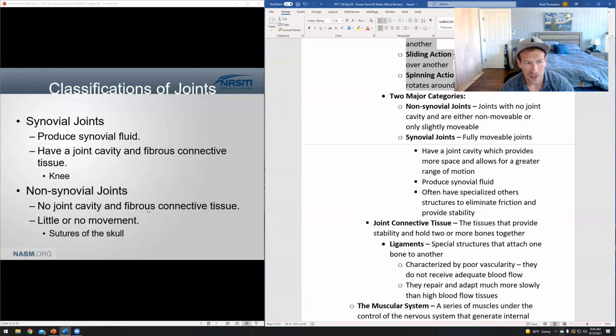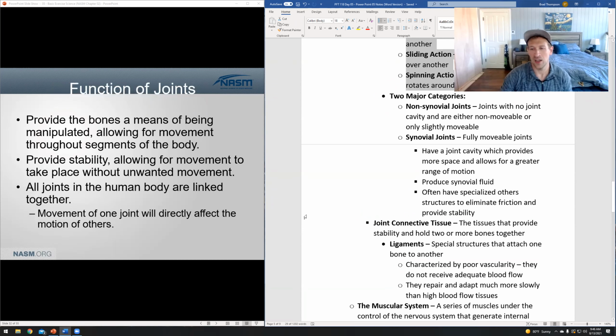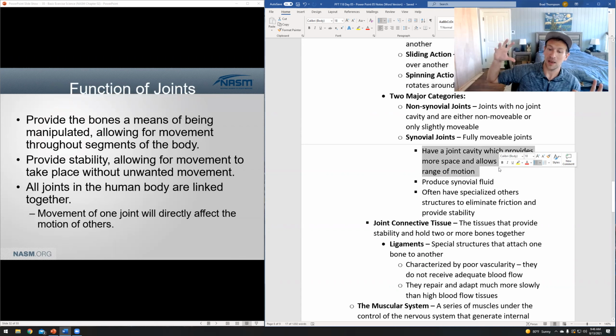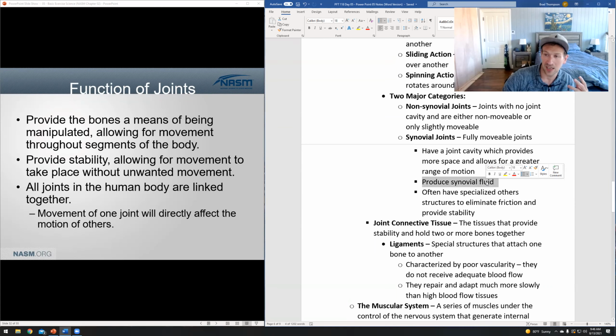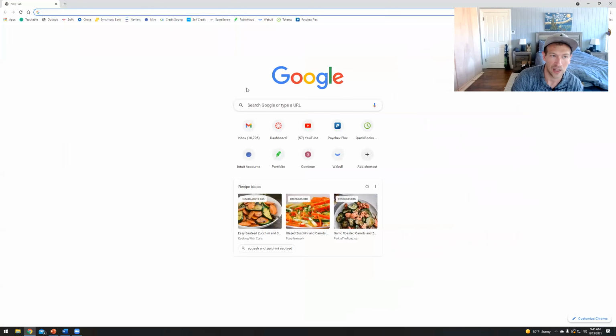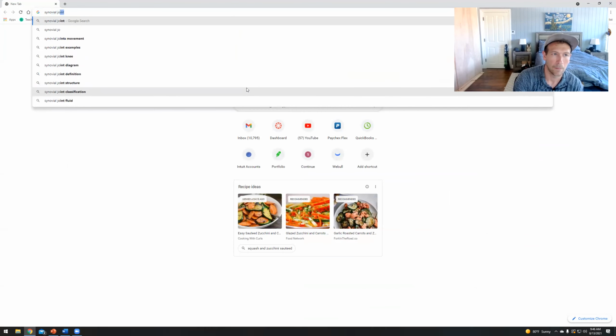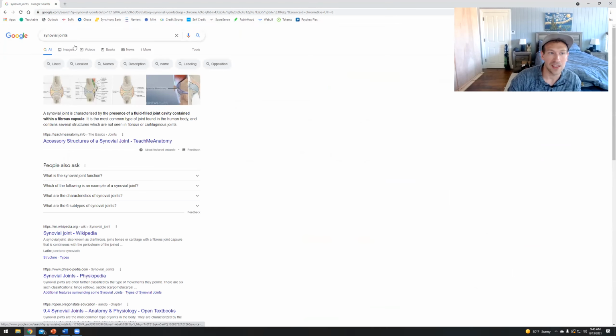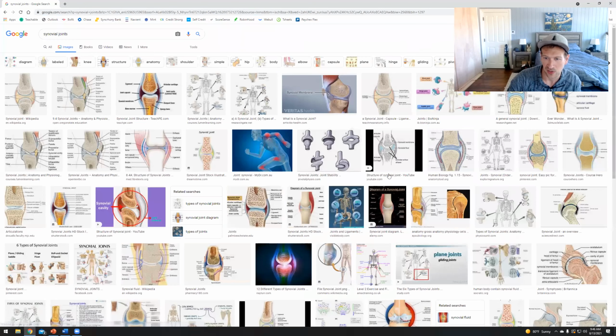So synovial joints, they are fully movable joints. They have a big joint cavity that allows enough space so that there's plenty of movement that can occur there. And then they're also producing synovial fluid, which is this kind of grease on the inside of our joints that keeps there from being too much friction. And they will often have other specialized structures that will give them a little bit of stability as well. Things like ligaments or bursa or fat pads or whatever, right?